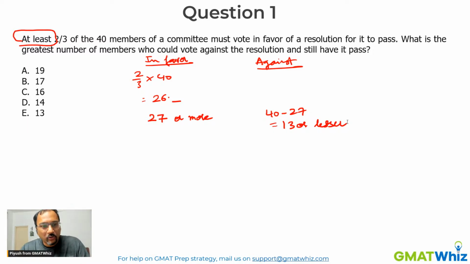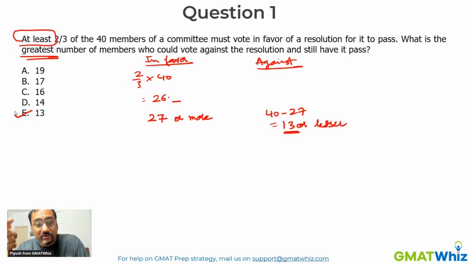So I know that 13 or lesser is the number voting against it. The question is asking for the greatest number of people, so it has to be 13. My answer in this case is 13. Straightforward question, not too complicated if you focus on the words at least.